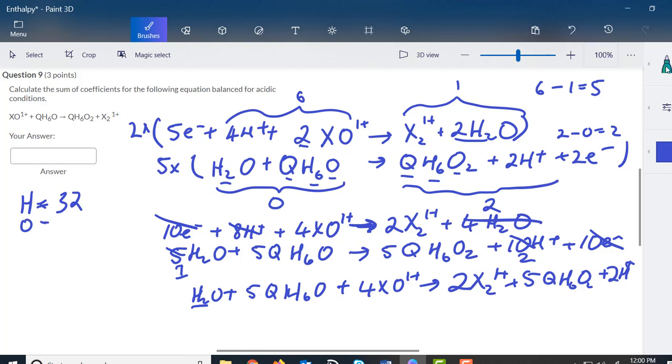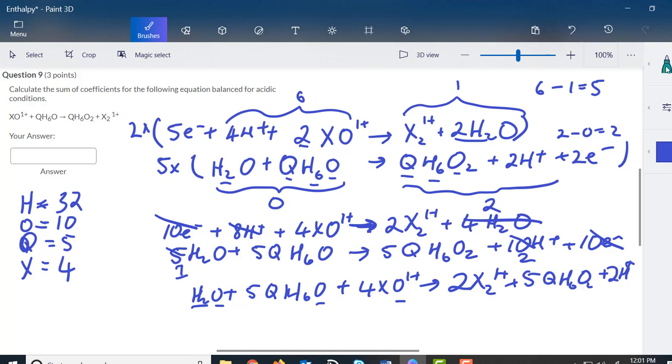Oxygens. We've got 1 oxygen here, we've got 5 here. 1 plus 5 is 6, plus 4 is 10. However, on this side, 5 times 2 is 10, so we're good there as well. Q's. That's 5, so we've got 5 and 5, so we're good there. X's. We've got 4 over here, and we've got 2 times 2 is 4 over here. So it looks like everything's balanced up.